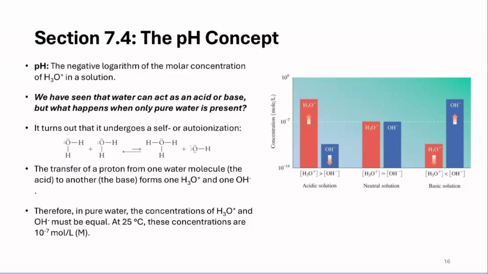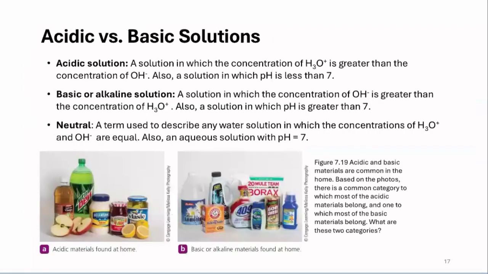So, in a solution where you can form a higher concentration of hydronium compared to hydroxide, that is considered an acidic solution. While if you have a substance in which the hydroxide concentration is higher compared to the hydronium concentration, then that is considered a basic solution.